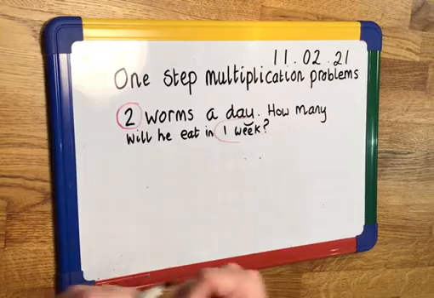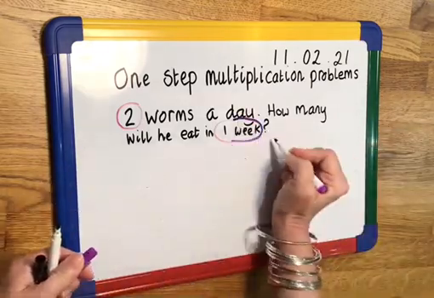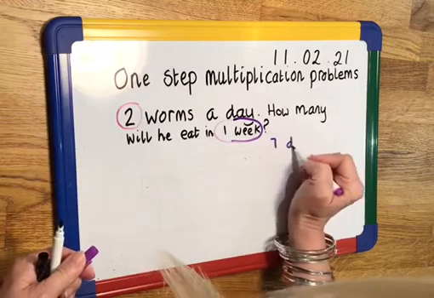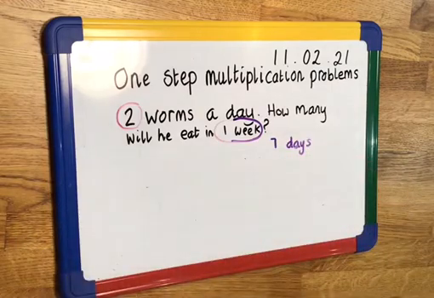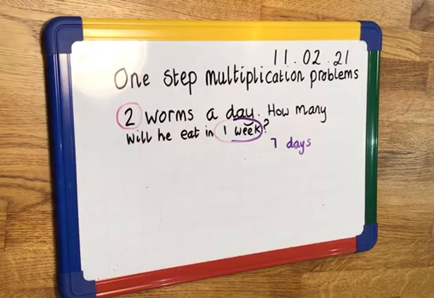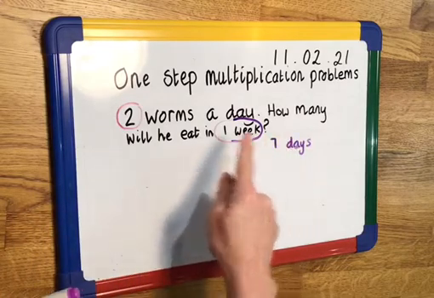So let's have a little look. 1 week. So I've got 2 worms and I know that there are 7 days in 1 week. So let's just bear that in mind as we are moving through the problem. So, okay, a week, 7 days long. So it's 2 worms a day. So that's going to be 7 lots of 2.